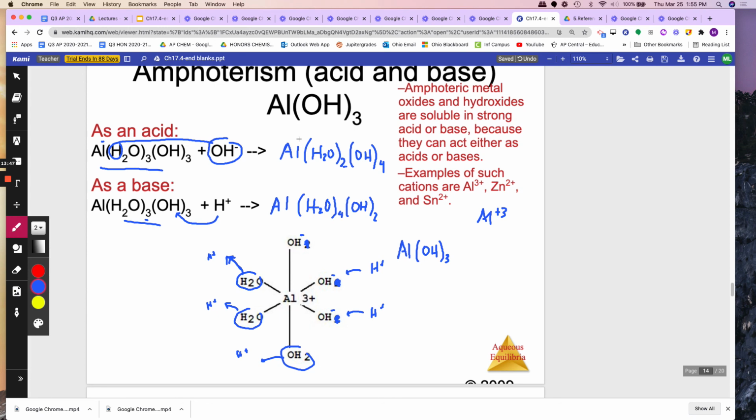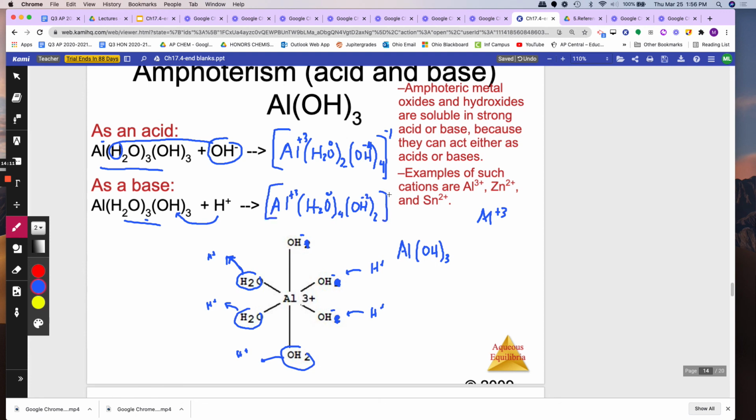Okay, so the charge, this is +3, this is 0, this is -1. And there are 4 of them, so -4 total. So +3 -4, this whole complex ion has a charge of -1. Okay, again, this is +3, this is 0, this is -1 each. There are 2 of them, -2, so the whole thing has a charge of +1. Okay, so this is how aluminum hydroxide can act as an acid and a base, therefore is amphoteric.